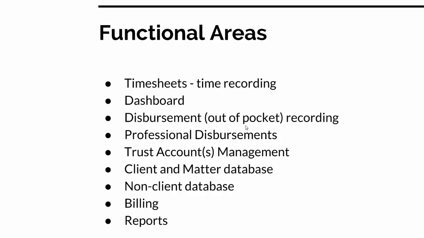Disbursements, so we can track out-of-pocket disbursements like fax, IDD calls, courier fees, general out-of-pocket expenses relating to files. Professional disbursements can be tracked, and these are generally if you're a trademark agent or had a trademark department. This could be payments to agents, for example, or payments to barristers and things like that if you're doing litigation.